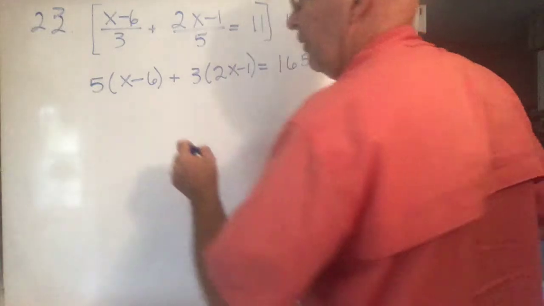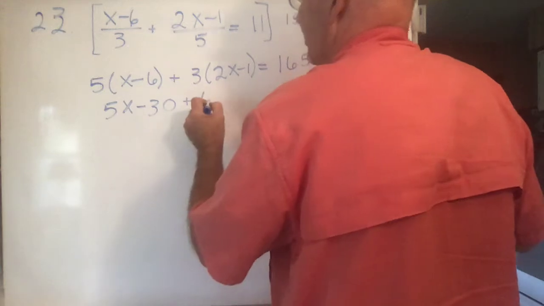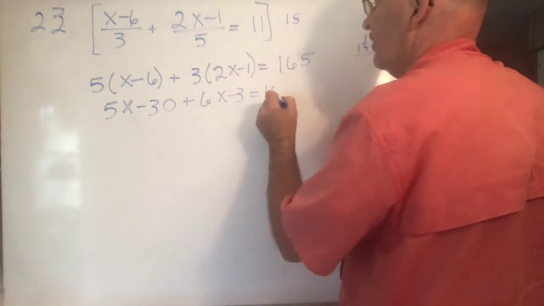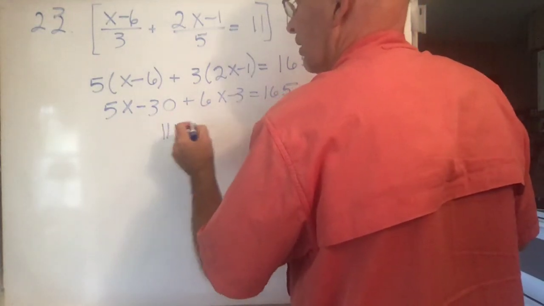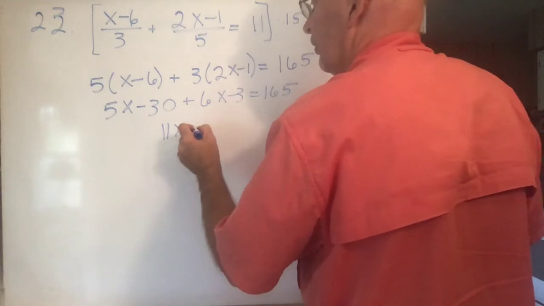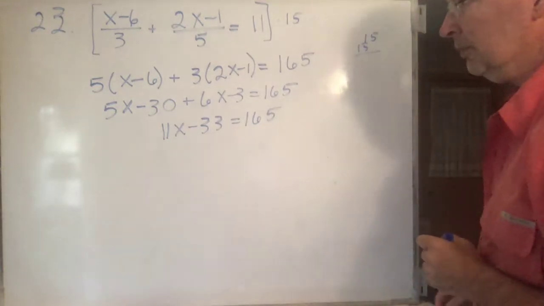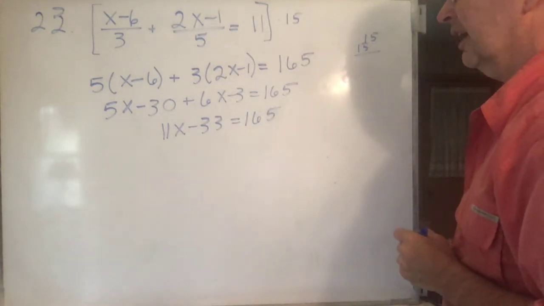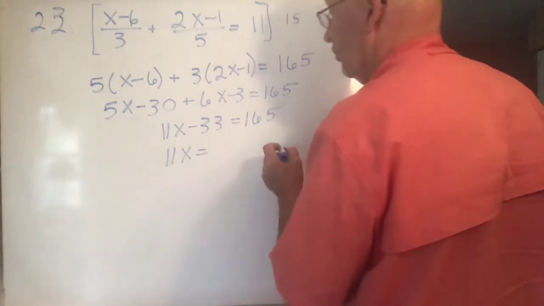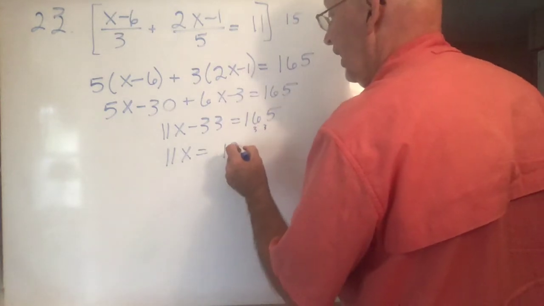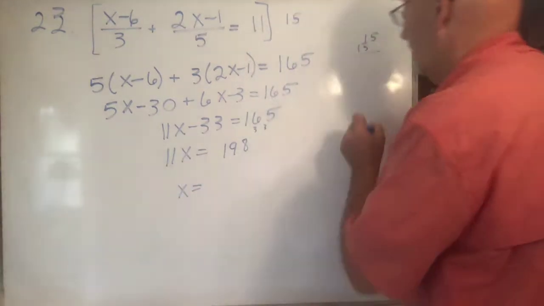Now we do basically what we did in the previous problem. We get rid of parentheses. 5x minus 30 plus 6x minus 3 is equal to 165. And so 5x plus 6x is 11x. And if I take negative 30 minus 3, that's negative 33, is equal to 165. Then I can add 33 to both sides and get 11x is equal to, if I add 33 here, it's going to be 198. And finally, I have to divide both sides by 11.